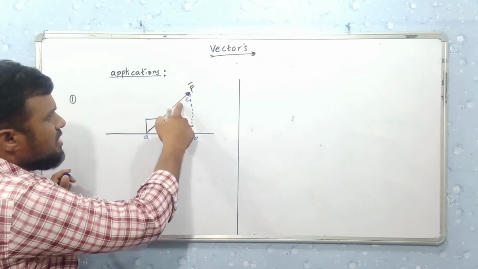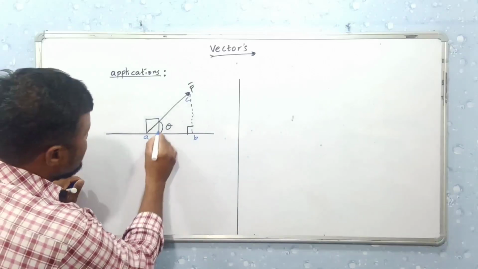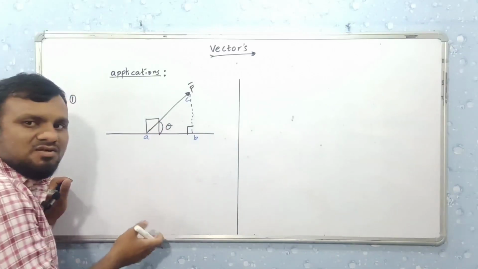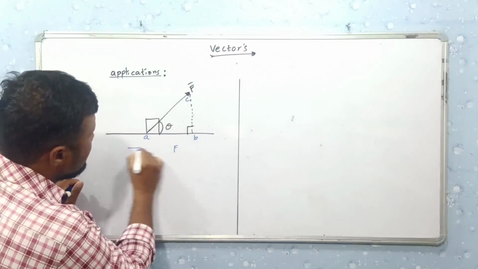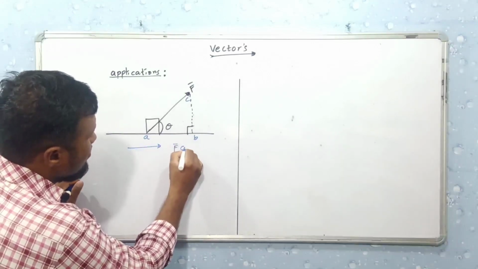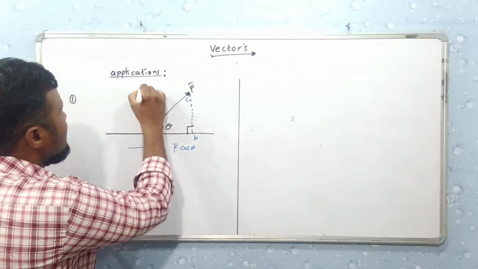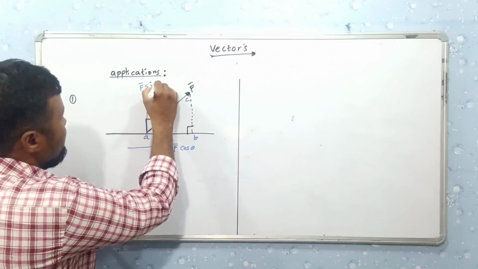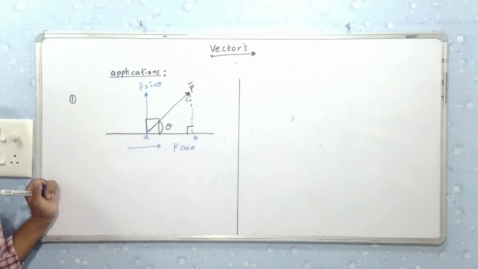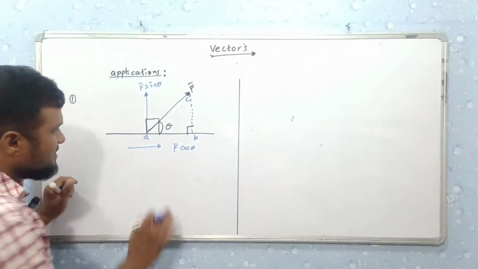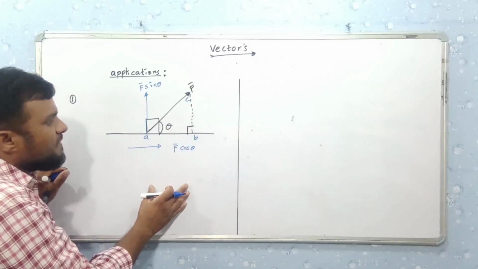I want to resolve F bar into two components here. Which side theta lies, that side always cos theta will come. We already discussed, so along horizontal we will get F bar cos theta, and along vertical we will get F bar sin theta. I have resolved F bar into two components. Still if you don't understand, okay, please take a look here.